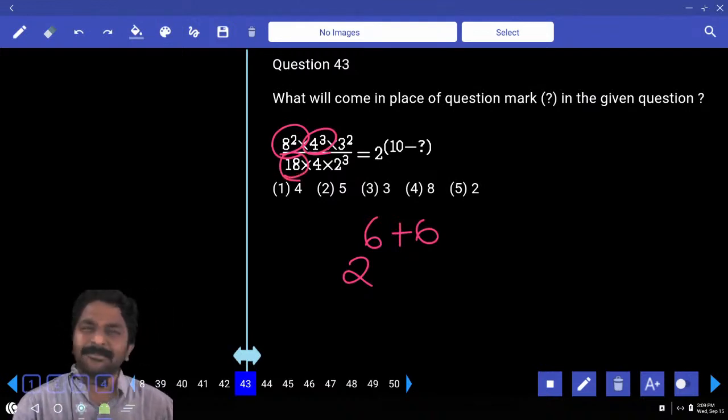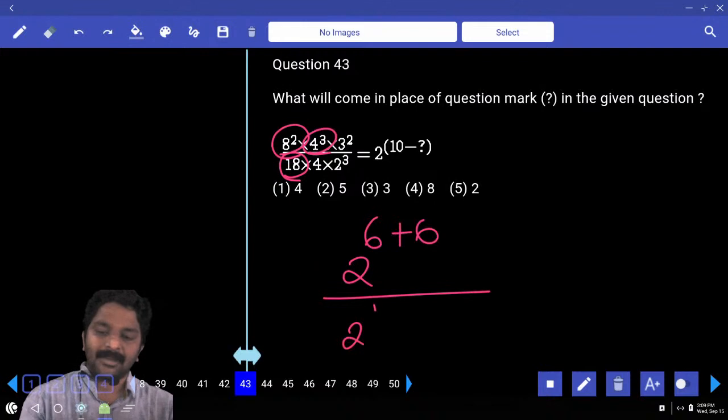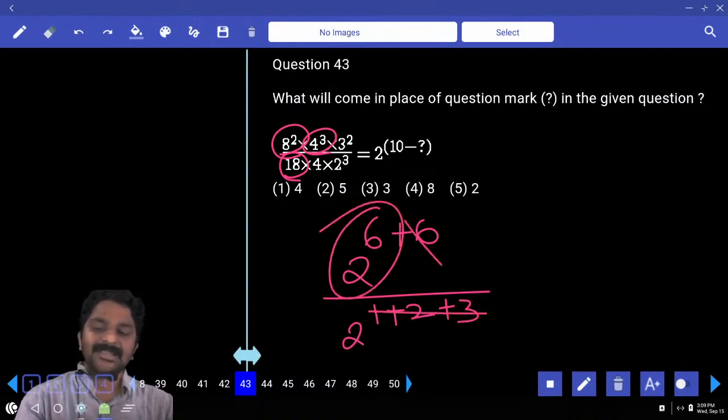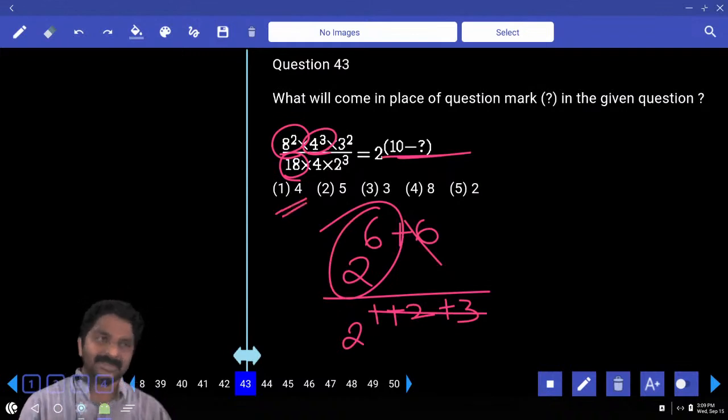Denominator 18, is it a 4 multiple? It's only a 2 multiple, right? Denominator 2 to the power of 1, and again 4 can be written as 2 square and then 2 cube. We have 6 and 6 getting cancelled, so the final answer must be 2 power 6 only. From 10 how much should be subtracted to get 4 or to get 6? 4 must be subtracted, which is the first option.